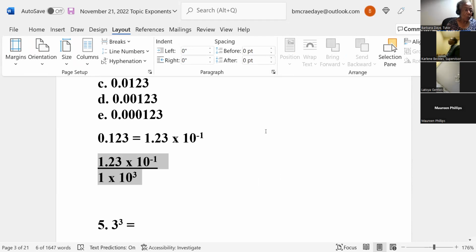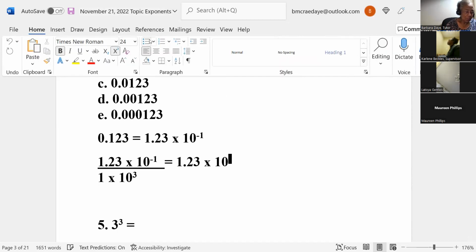1.23 divided by 1 is what? It's the same thing, 1.23. No, when you divide, you subtract exponents. So this would be 1.23, and that would be times 10. And that's what? Minus 1. Let's put the exponent there. Minus 1 and minus 3, right?